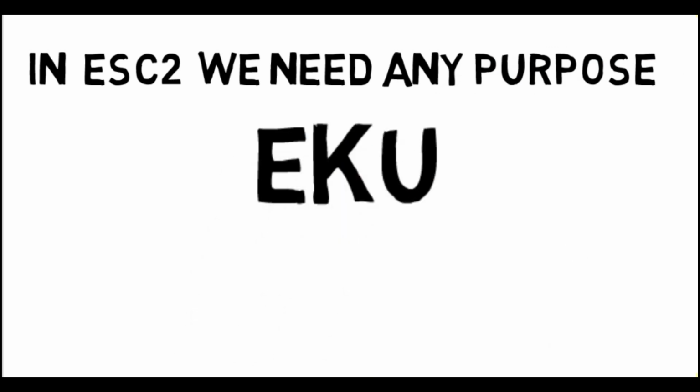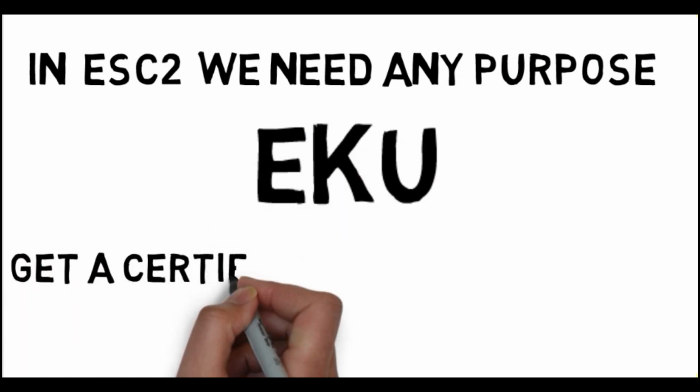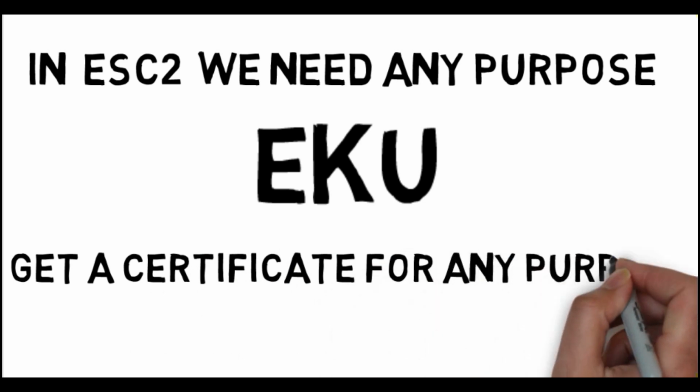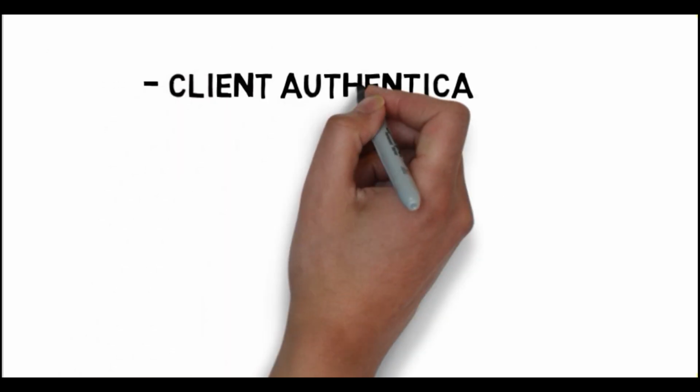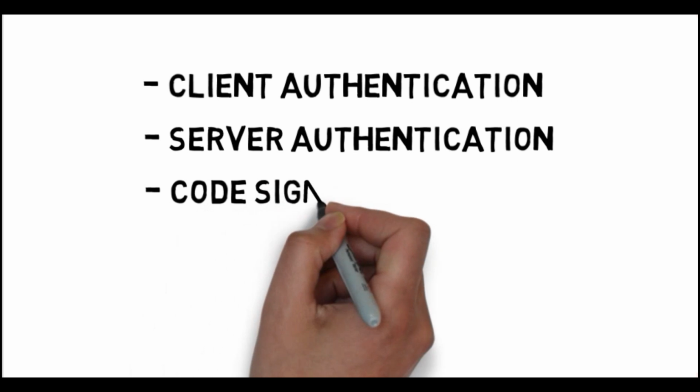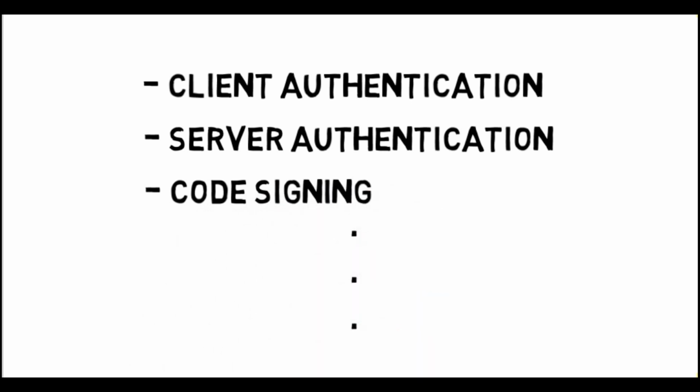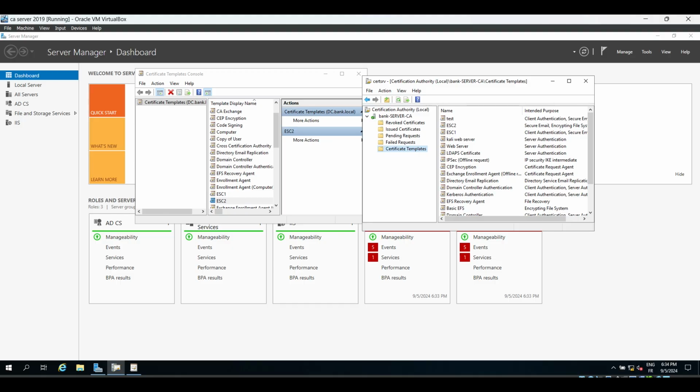The any-purpose EKU primarily allows an attacker to get a certificate for any purpose, like client authentication, server authentication, code signing, etc. And we are interested in the client authentication EKU. This way, we can downgrade SC2 to SC1. So let's do it. To not waste time, I have already created this template.